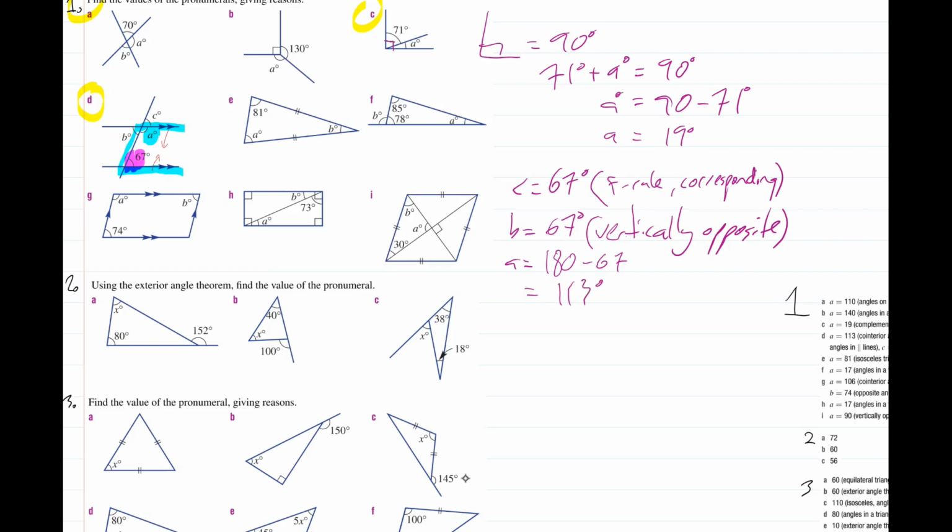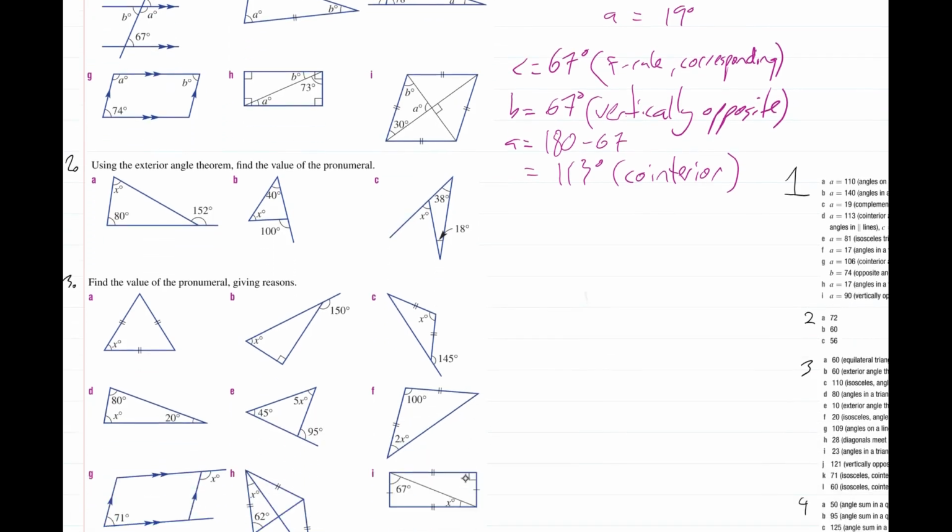That's the U rule, or co-interior. Co together, interior facing like inside. If you can't remember the names for these, that's fine. Just write in words what the rule is, just describe the rule in words, but give a reason for it. So that's D. Let's move on, shall we?